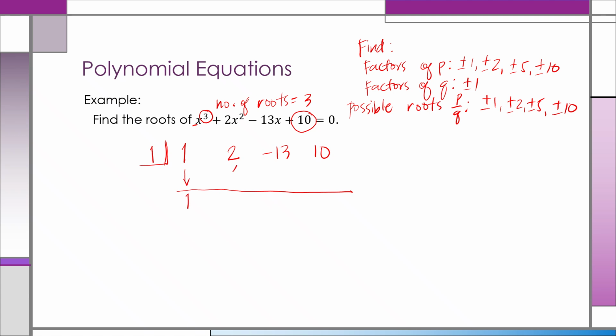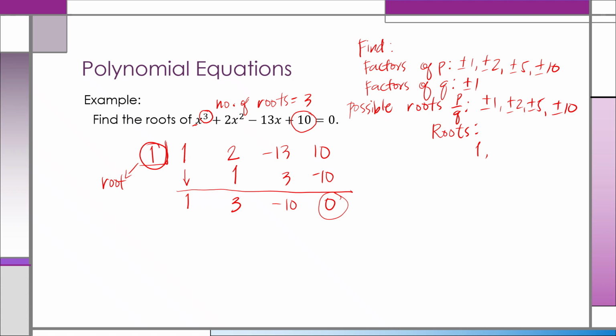Then 1 times 1 is 1. 2 plus 1 is 3. 3 times 1, 3. Negative 13 plus 3, negative 10. Negative 10 times 1, that is negative 10. Negative 10 plus 10, 0. And 0 will be your remainder. Since 0 is our remainder, therefore, this is your root. So, let's list down the roots. First one, we have 1.